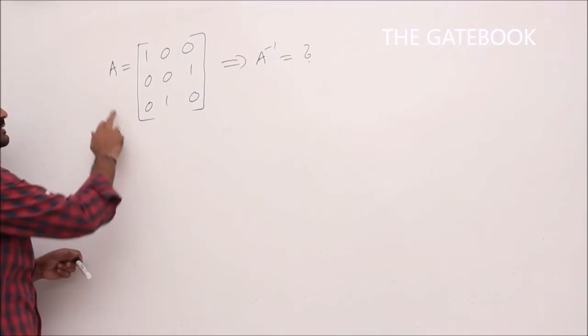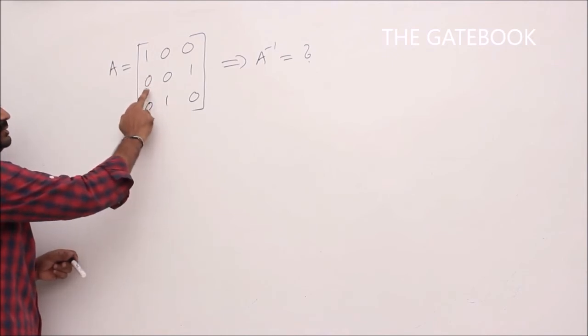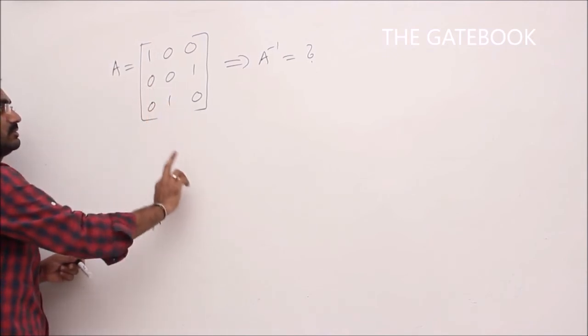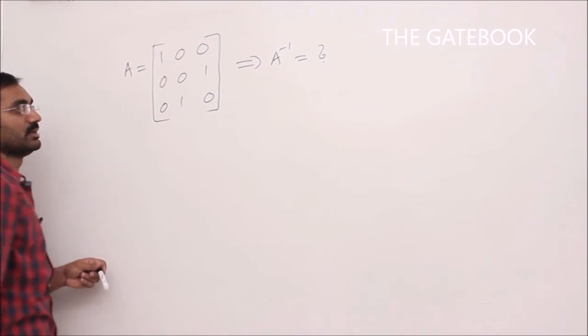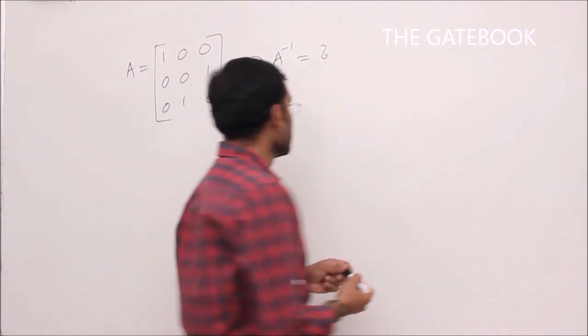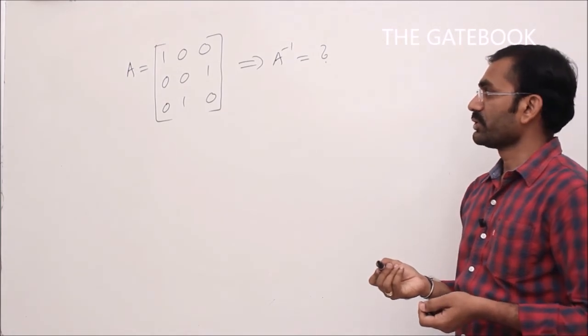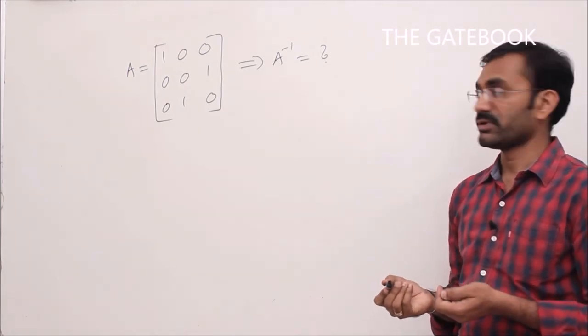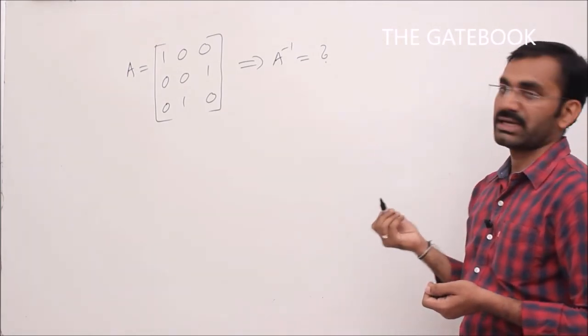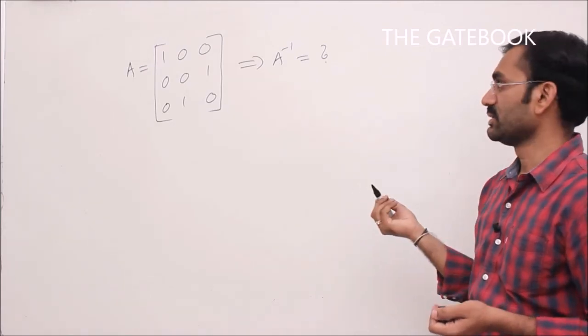And now the next problem is, given A matrix 1 0 0, 0 0 1, 0 1 0, we need to find A inverse. Here, see, this is a special type of problem. Here no need to go for a regular procedure. We can find A inverse directly without applying any procedure.